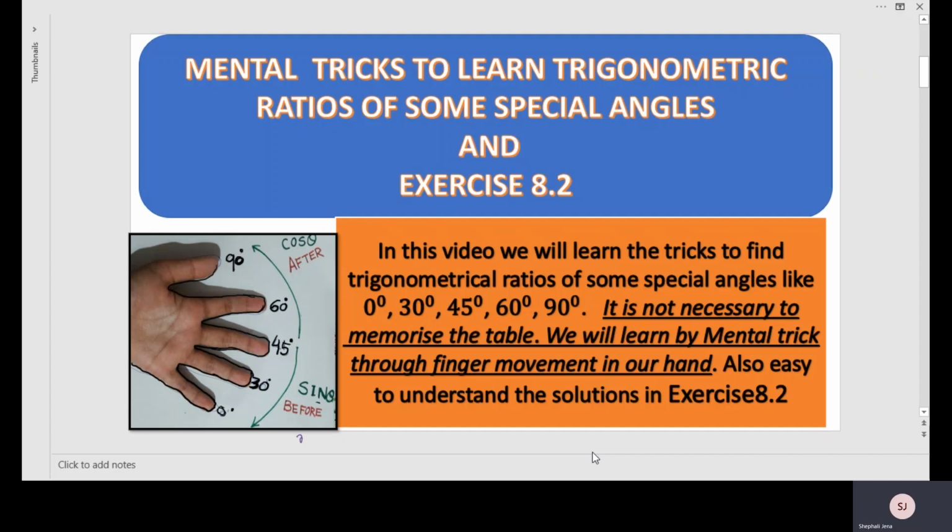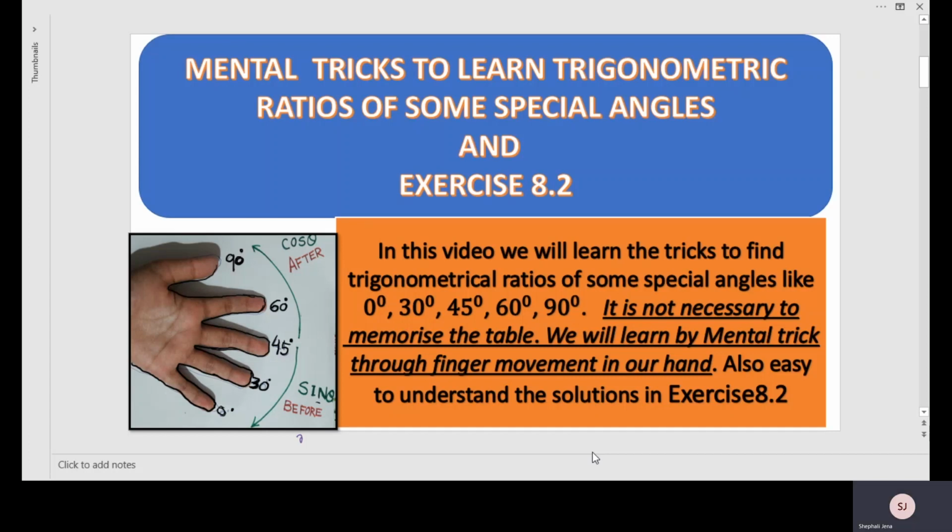Guys, in this video, we should learn the trigonometrical ratios of some special angles like 0, 30, 45, 60, 90 degrees, not by memorizing the table. We have to learn by a mental trick, means in our mind, you should keep that through our finger movement.